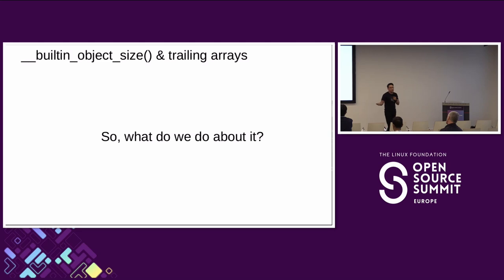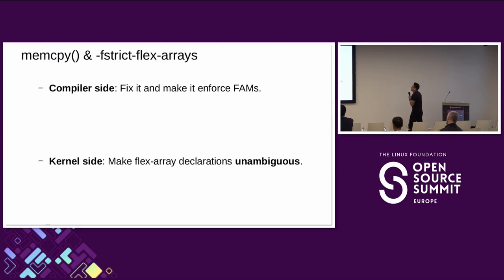Okay, so what can we do? Can we do something about it? Let's see. Yeah, we can do different things. We can tackle this issue on two different fronts. On the compiler side, we need to fix __builtin_object_size, right? And __builtin_dynamic_object_size. And on the kernel side, we need to remove the ambiguity that at the time we had of using any size for a trailing array, when probably what we wanted to do was to use a flexible array, and in other cases we really just want to use that array with that size.